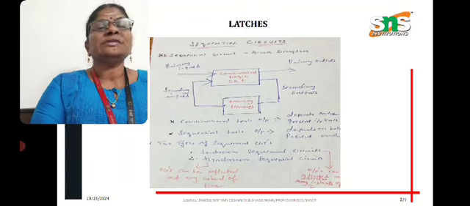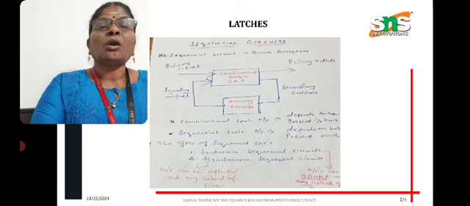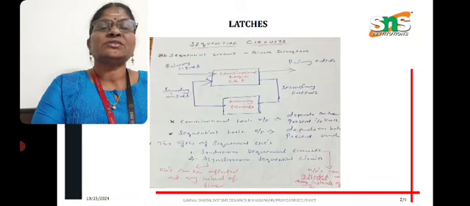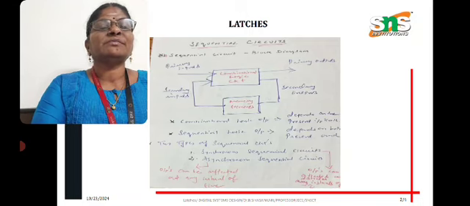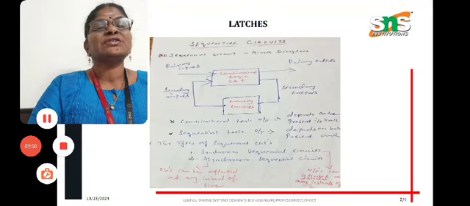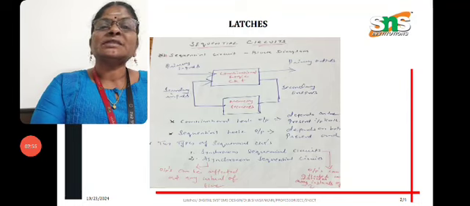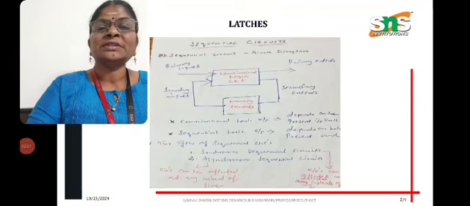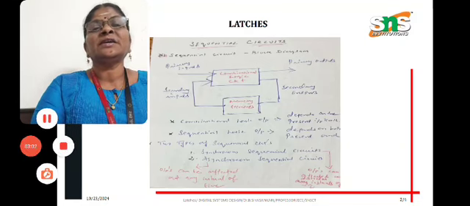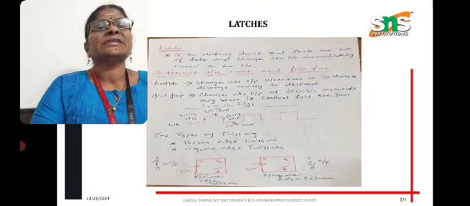But in an asynchronous sequential circuit, if there is any change in the input, the output reacts at a discrete instant of time. So this is the difference between synchronous and asynchronous. In synchronous, the output reacts within the instant of time. In asynchronous, the output reacts at discrete instants of time for the changes in the input.